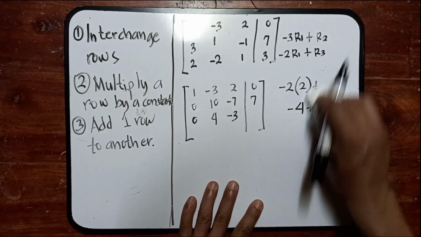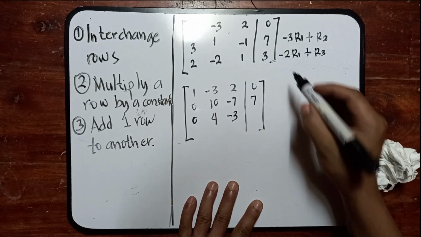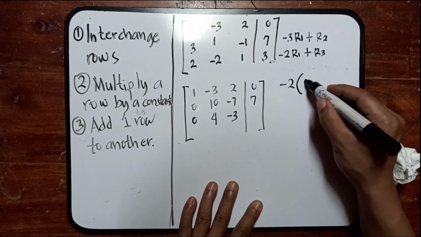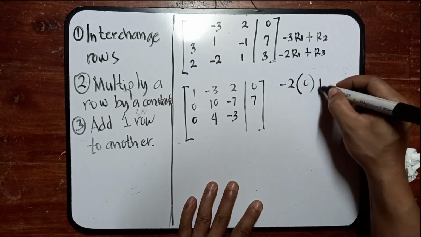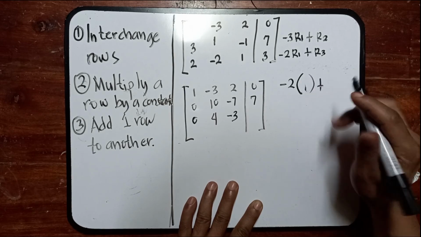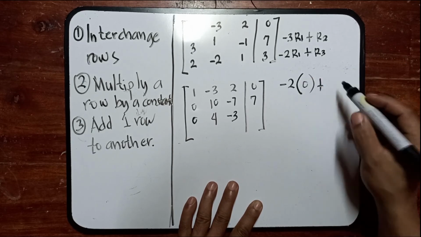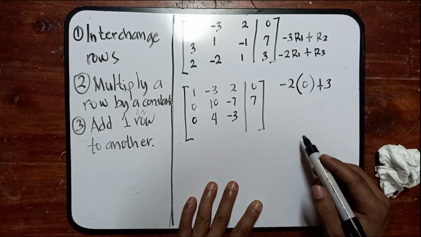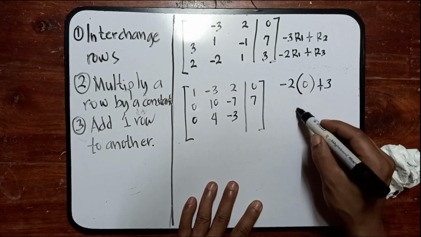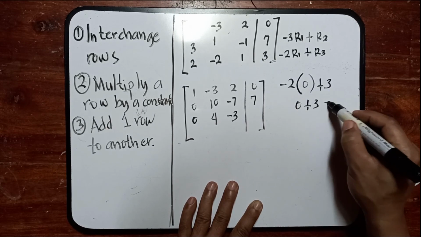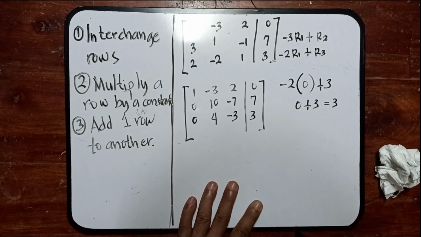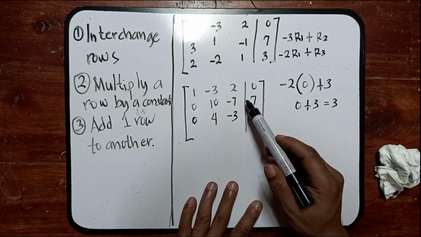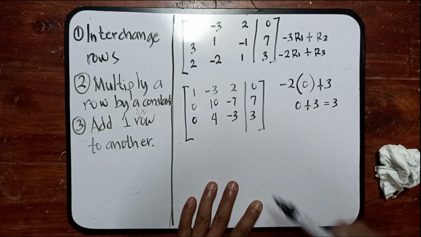Okay, so for the last column, negative 2 times R1, which is 0, plus R3, which is positive 3. Anything multiplied with 0 is 0, plus 3, and this is 3. Alright, so this is now the row equivalence from this matrix.